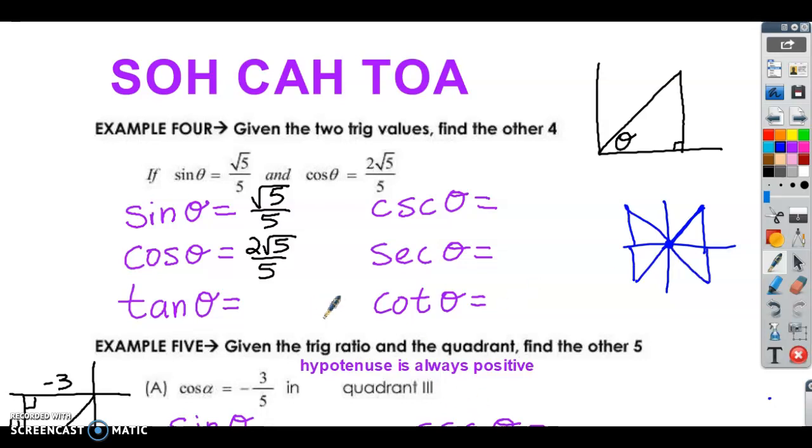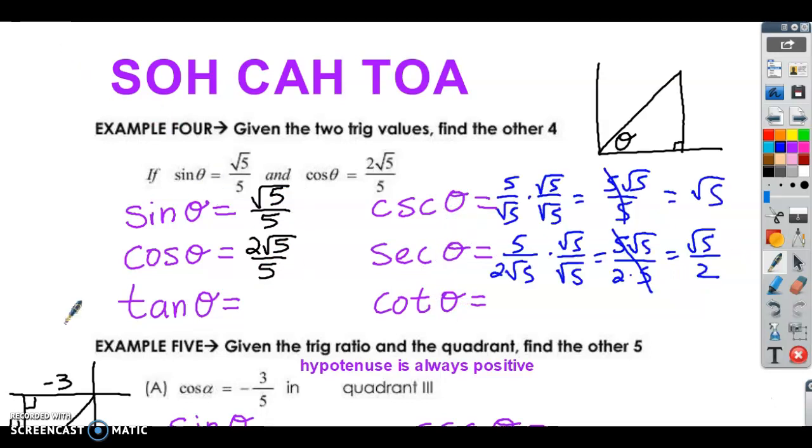For example 4, we're given 2 trig values, find the other 4. We're given sine and cosine, and we have to find tangent, cosecant, secant, and cotangent. All right, I went ahead and flipped those and wrote them out for cosecant and secant.